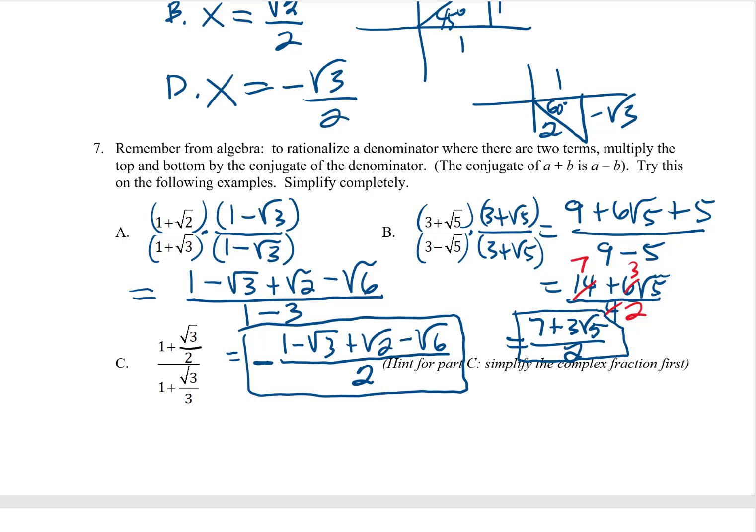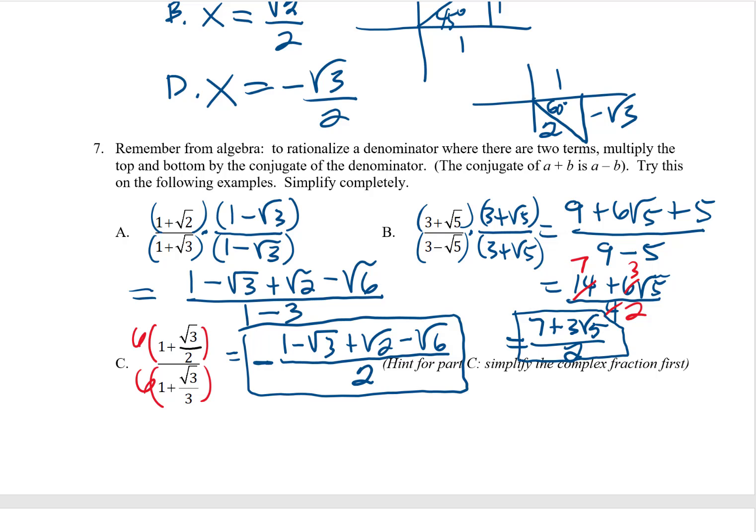Okay, part C, I have a couple of different things going on. The hint says you should probably deal with the complex fraction first. In other words, I have fractions within fractions. The simplest way to deal with that is find the LCD of the little fractions. So I have one little denominator of 2 and one little denominator of 3. The LCD would be 6. And then take that and multiply the top and bottom here by 6. Really, that means I'm multiplying 4 different pieces by 6.